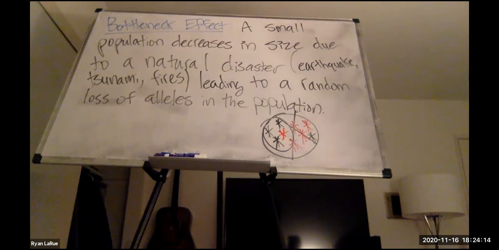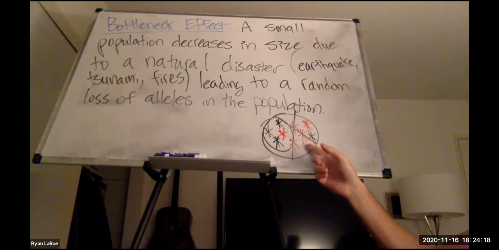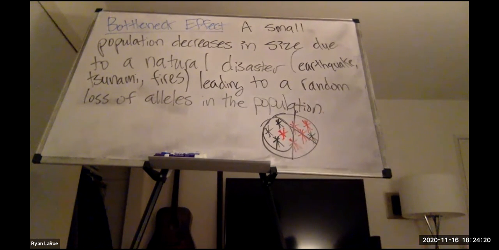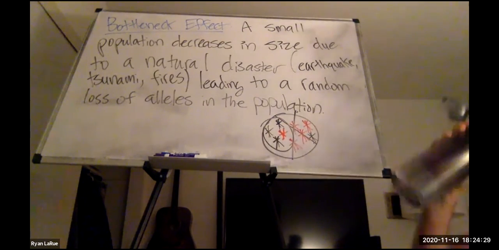So you see, though, that natural selection would actually select for the better suited mice to survive. But because a bottleneck is random, less adapted mice lived.